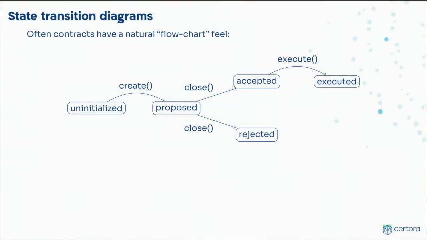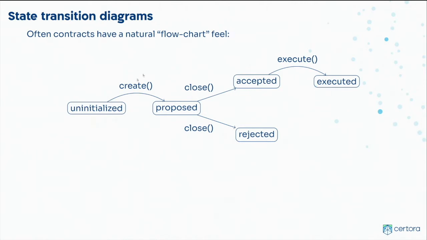Okay. The next kind of rule I want to talk about is a little bit more abstract, but it's often a useful way of thinking, and that's state transition diagrams. A lot of smart contracts, or parts of smart contracts, have a kind of flowchart feel. What do I mean by that? They have some notion of state.